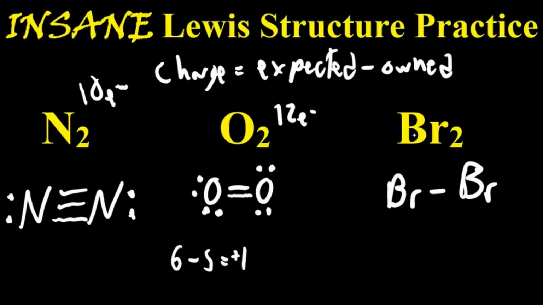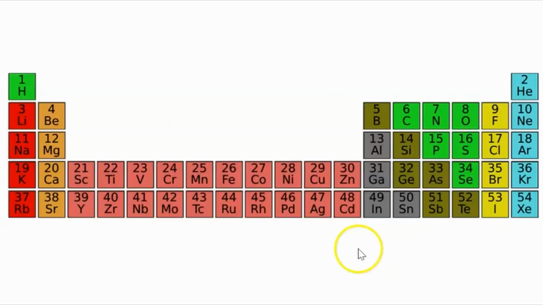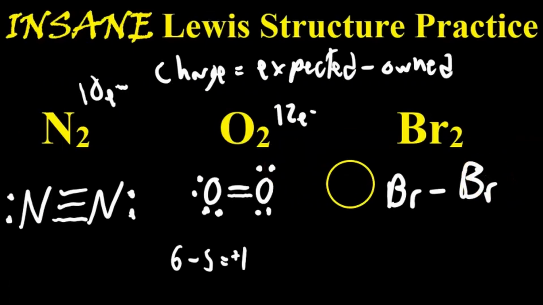And now we need to add the electrons. We go to bromine. Start from the left. 1, 2, 3. Oops, skip the transition metals. 1, 2, 3, 4, 5, 6, 7. So there's 7 valence electrons. We need to add, there's 2 bromines, so there's 14 electrons total to add.